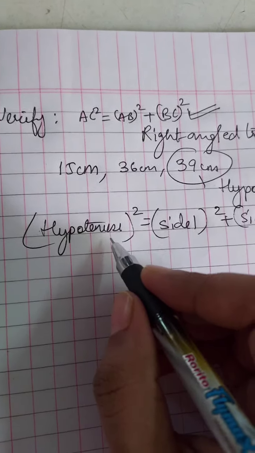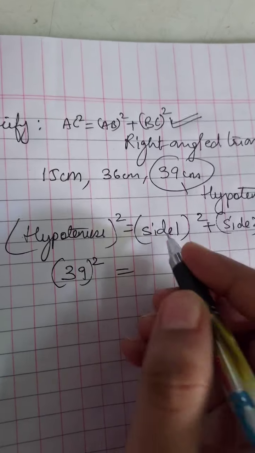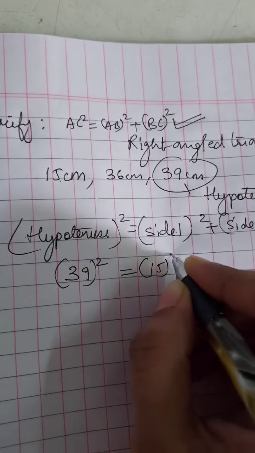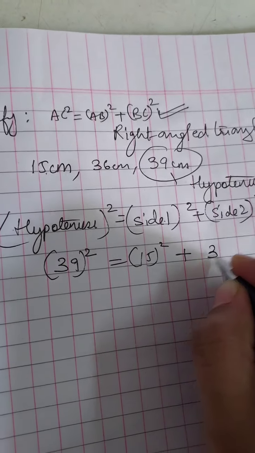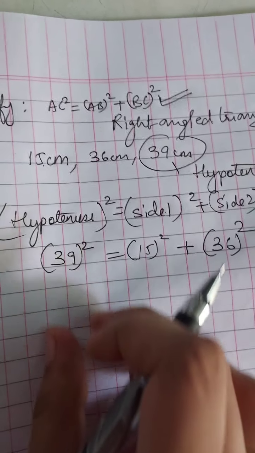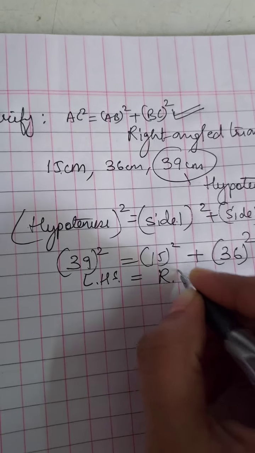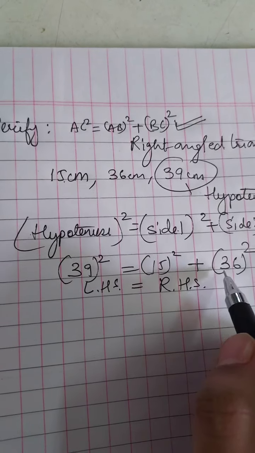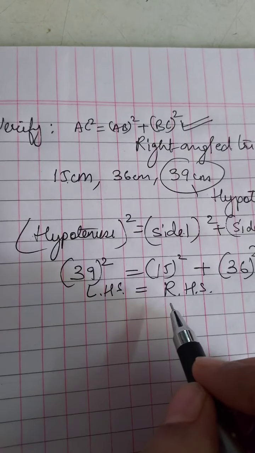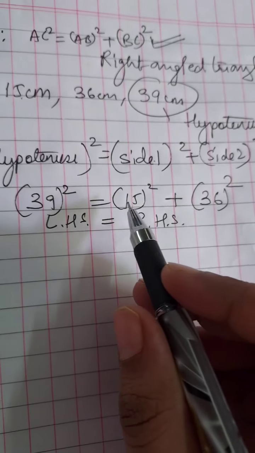Let's do this. In place of hypotenuse, I'll write what? 39 and we'll take out the square of it. In place of side 1, you are free to write whichever you want, 15 or 36. And side 2, 36. We'll prove that the answer of these two will be equal to the answer of this square. We have to prove whether the left hand side is equal to your right hand side or not. Right hand side you have these numbers and left hand side you have this number. So if this theorem is correct, we'll say that yes, it's a right angle triangle. So let's calculate and see.